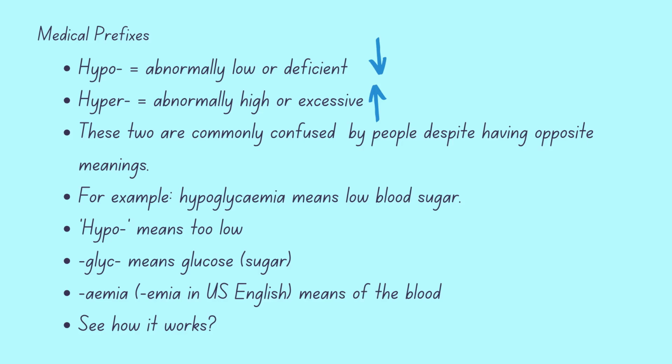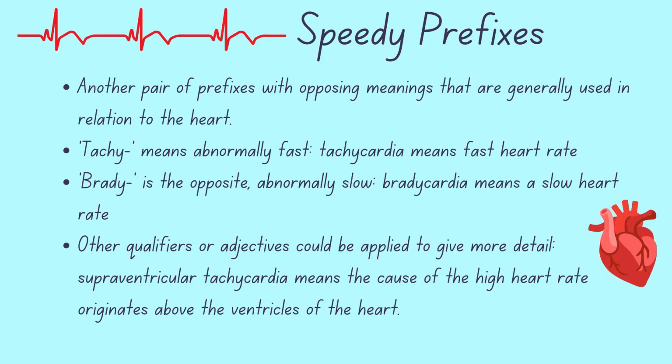For example, if you have hypoglycemia, that means that the blood sugar is too low. So hypo means too low, glyce means glucose or sugar, and emia means related to the blood. You put those three together, hypoglycemia, and that means low blood sugar. And I have put a note there about the difference in the US spelling of emia, where the A is dropped, but in British English we use the A and the E together.